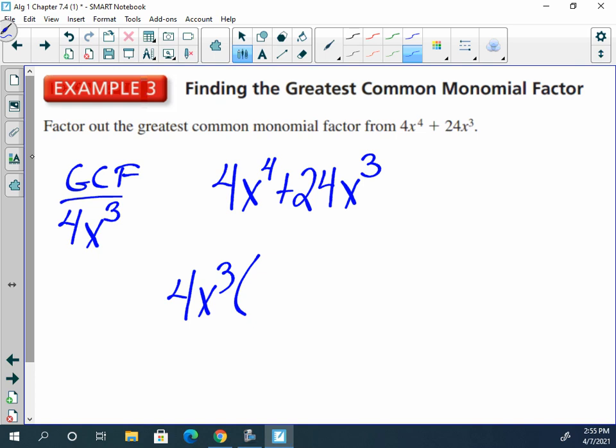Are we ready for this here? What is 4 divided by 4? 1. Yes, anything divided by itself is 1. Yes? Okay. So we can put that there for now. x to the 4th divided by x to the 3rd. Or really, I'm pulling 3 x's out of x to the 4th. So how many would be left over? 1. I would just have x. Yes?